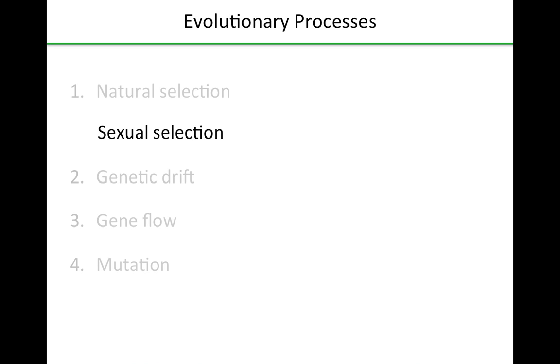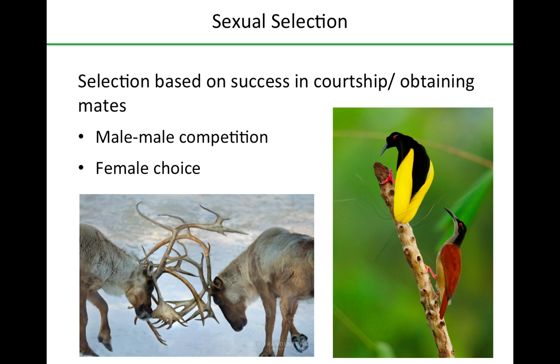All right, so let's talk about sexual selection. So again, sexual selection, I just want you to think of this as a particular type of natural selection. So it's nested within this overall category of natural selection. And the way that sexual selection differs from natural selection is that sexual selection is just selection based on success in courtship or obtaining mates. Okay, so we'll talk about both male-male competition examples of sexual selection and female choice driving sexual selection. So I'm going to start with male-male competition.